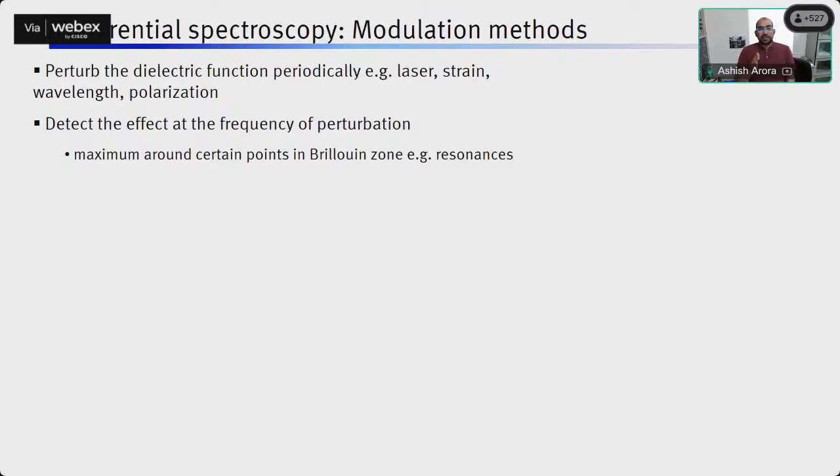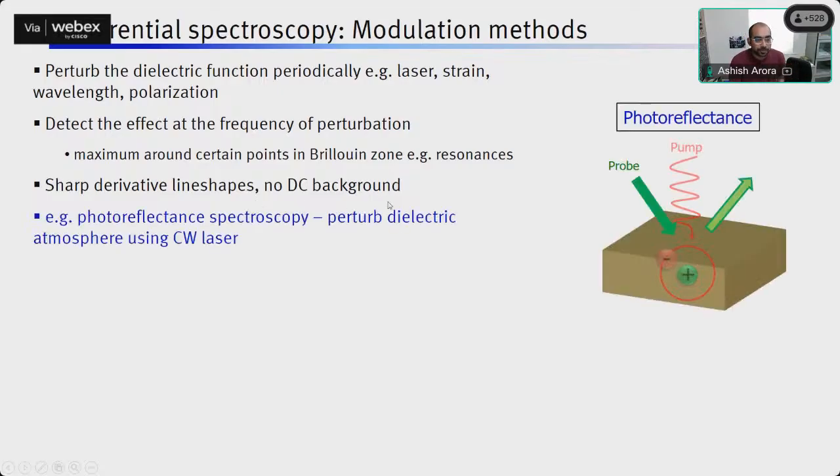And this differential spectrum tells me that the noise which is common to both of these spectra will be subtracted, and what I am left with are just the beautiful features of the spectra. Basically, we have to reduce the noise, and therefore the effect of this subtraction is maximum around the resonances. So there are these sharp derivative-like line shapes because we are subtracting. There is no DC background because we have subtracted.